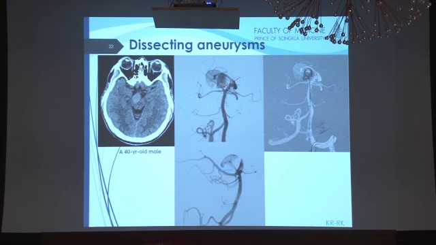Okay, we have another example of a dissecting aneurysm at the right P1, P2 junction. You can see that the sac of this aneurysm had a jet flow and an intimal flap.